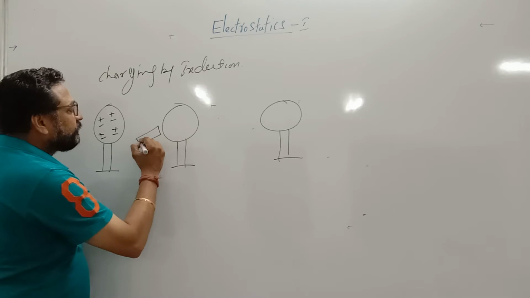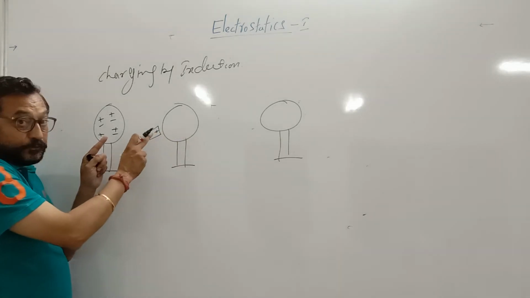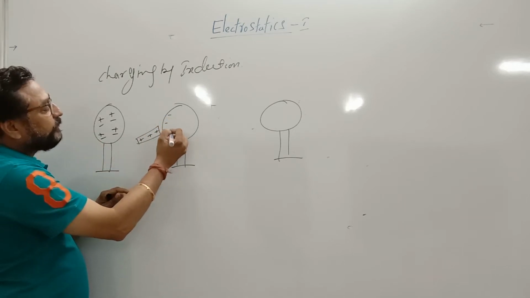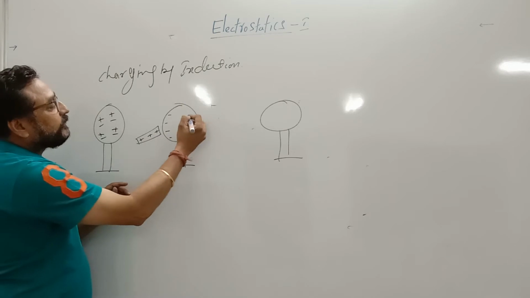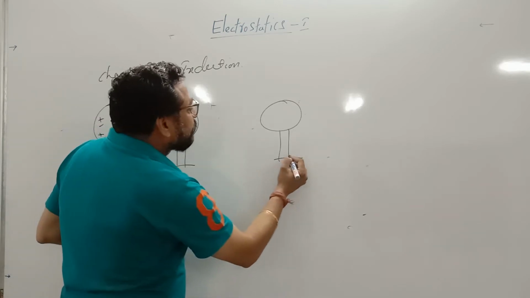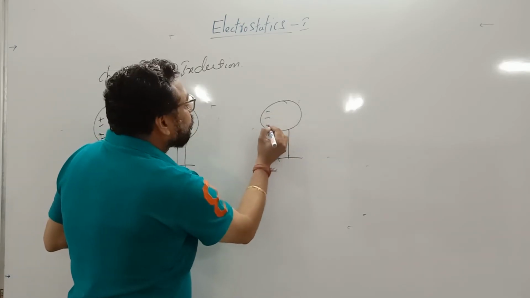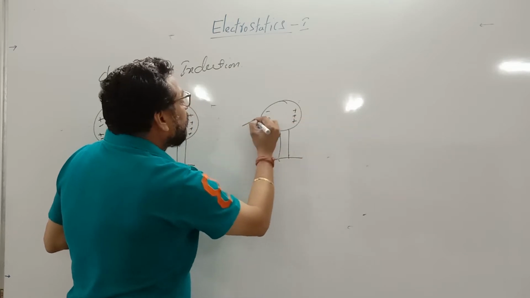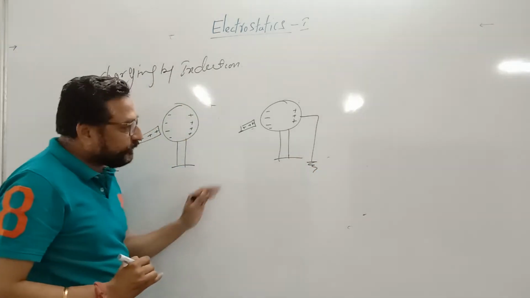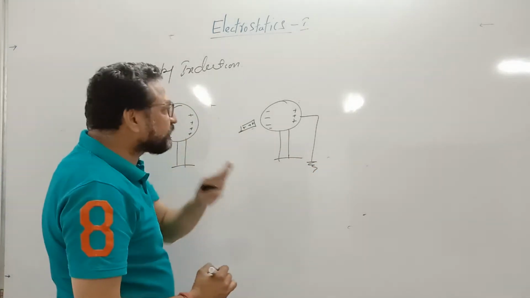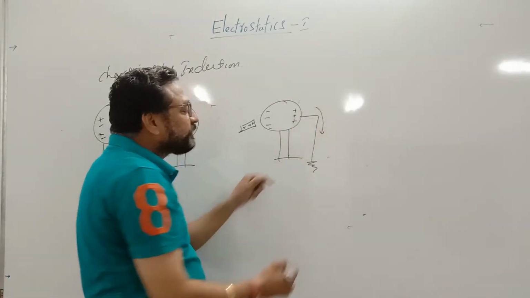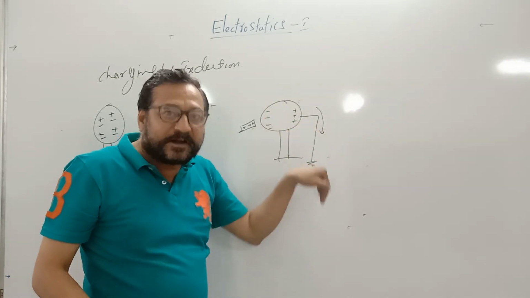Then we bring a positively charged body towards it, without touching, by induction. In this condition, a negative charge comes out on one side and a positive charge on the other side. Now the body has a negative charge on one side and a positive charge on the other, and we have the positively charged body nearby. When it is connected with the earth on this side, these positive charges shift towards the earth. Is that correct?